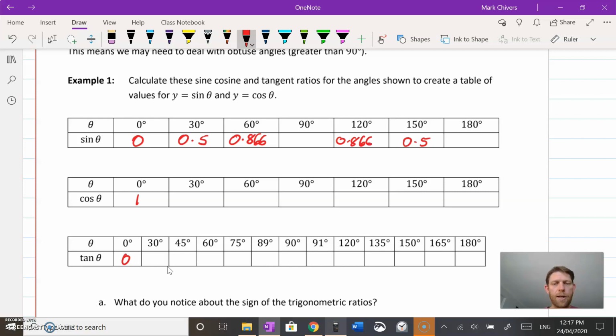So if you could all complete that table just using your calculator, I'll pause so you can do that on Edpuzzle, and then I will come back and we will go through what we've found as a result of filling out that table.